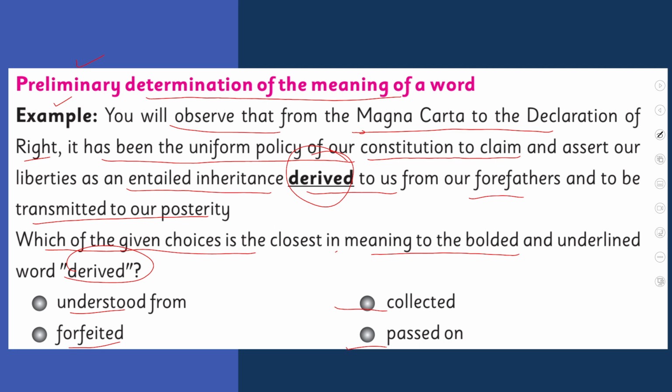You will observe that from the Magna Carta to the Declaration of Right, it has been the uniform policy of our Constitution to claim and assert our liberties as an entailed inheritance derived to us from our forefathers. It means taken, it means passed on. So the inheritance, this word, tells us that it means passed on.